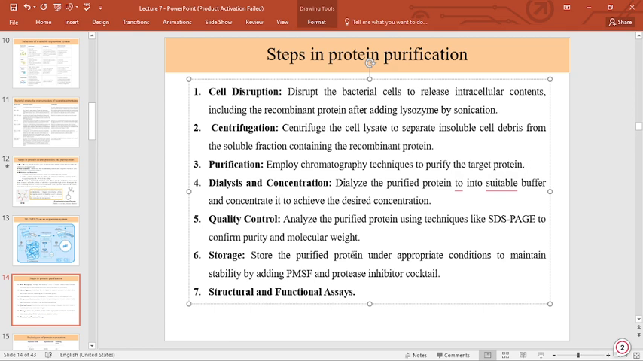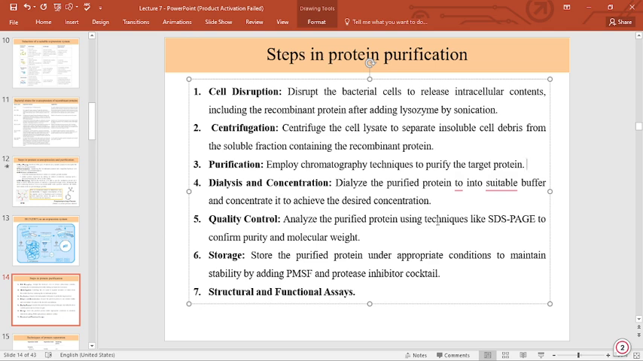So outside the dialysis membrane there is one buffer. Inside the dialysis membrane, the protein in your lysis or imidazole buffer is there, and then the buffer gets exchanged. Then we concentrate it by using a centricon, and we spin it again and again so that the buffer comes down and the protein gets concentrated. That is, in a small volume, a greater number of protein molecules are there.